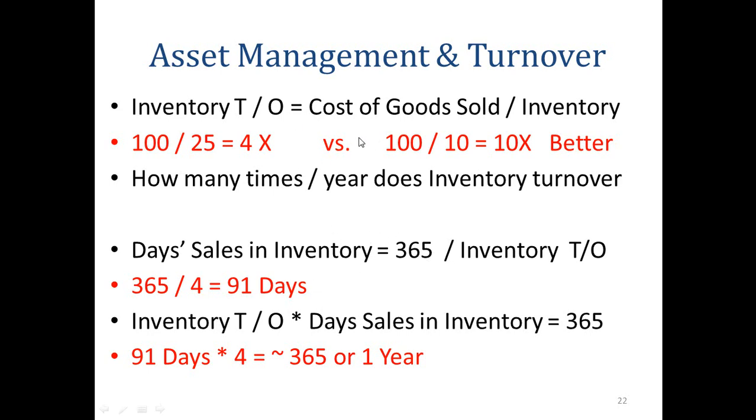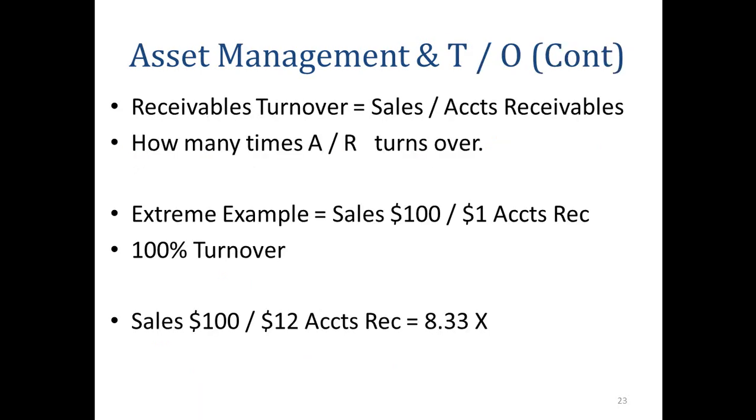Okay, asset management and turnover continued. So now we want to look at receivables turnover, sales to accounts receivable. So the time frame from sale to accounts receivable, how quickly is that turning over? How many times is AR turning over? So we've sold something, it goes on the books, and when do we get paid? Sold something, hits the accounts receivable, turns into cash. How long is that taking? How many times is that happening?